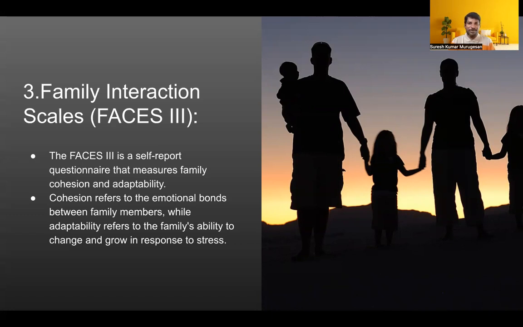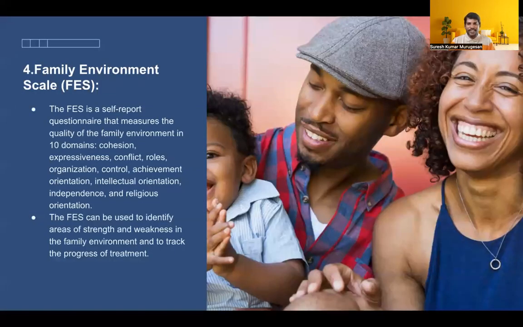So whether there is an emotional bond between one member and another member, whether one member can adapt to the other members' situations, whether they are able to change their behavior to the expectations of the other members. So this scale will give an insight regarding the adjustment level and the emotional bond among the family members, how they are interacting. And the fourth important assessment that could be used in family counseling is the family environment scale.